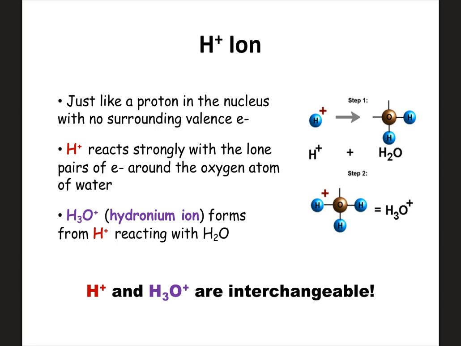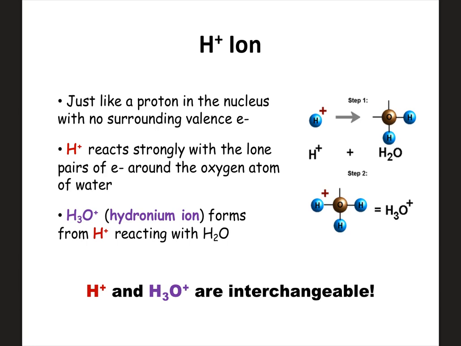Because in the nucleus, it has no valence electrons here. Essentially, it lost its valence electron. So H plus is going to react strongly with the lone pairs of electrons around the oxygen atom in water. So you can get H3O plus forming here. We call this the hydronium ion, which basically is when H plus reacts with water.